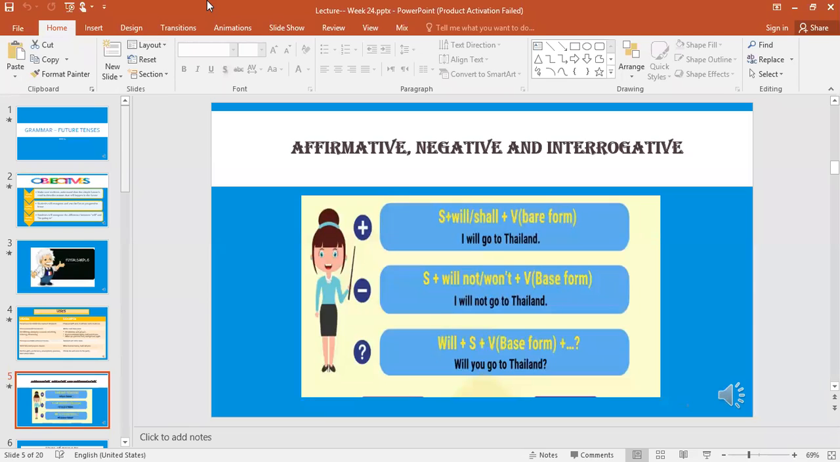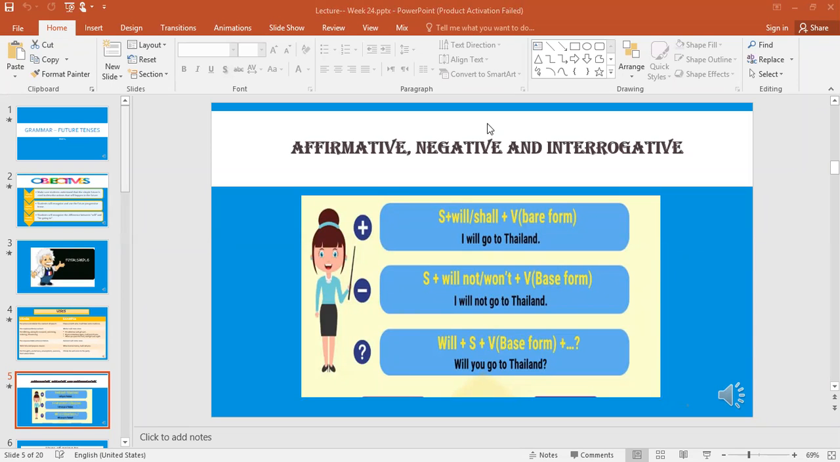Can anybody please read the question form or the interrogative form? Will you go to Thailand? What did I start my question with? Will. Very good. So I start my question with will. So this is the form of the affirmative and negative and interrogative forms of the future simple. I will go to Thailand. I will not go to Thailand. Will you go to Thailand? This is very easy. Okay?